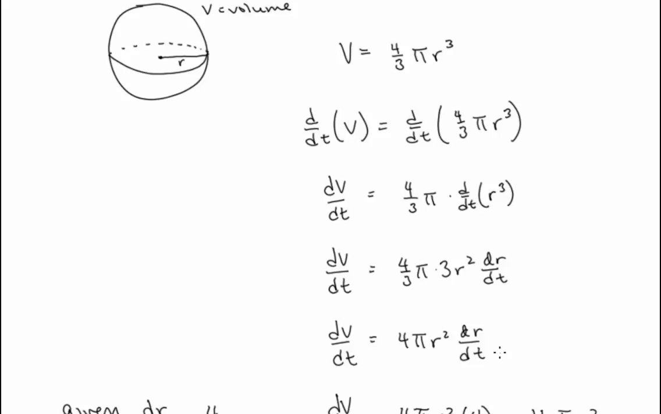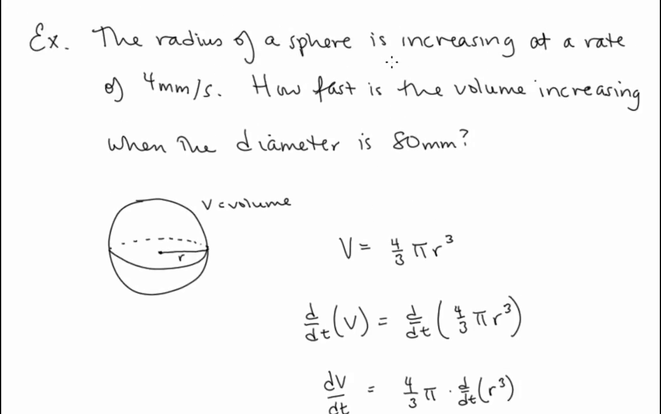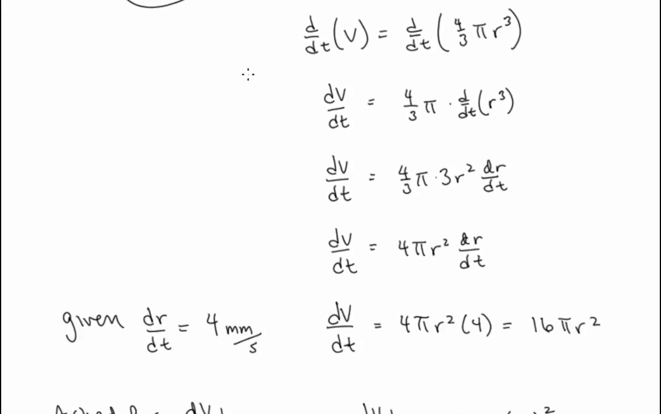Now what are we given here? We're given the radius is increasing at a rate of 4 millimeters per second. The radius is increasing, that says that the rate is positive, at 4 millimeters per second. So dr/dt is equal to a positive 4 millimeters per second. So we plug that in for dr/dt. And so now we have dV/dt is equal to 16 pi r squared.